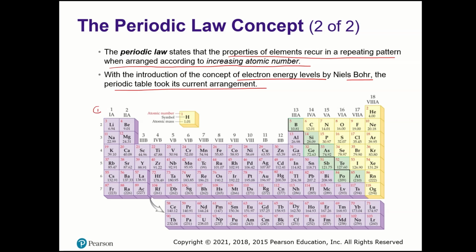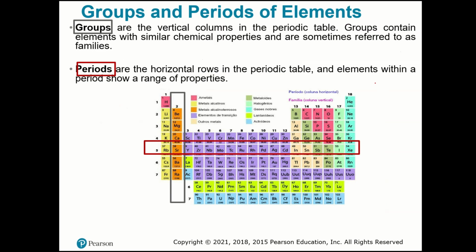So we have a level of energy, so we have the groups, right? In the past we used 1A, 2A, 3A, 4A. Now we use 1, 2, 3, 4 up to 18. So those are the groups that we have. Groups are the vertical columns in the periodic table. Over here, that is the group. And groups contain elements with similar chemical properties and are sometimes referred to as families.